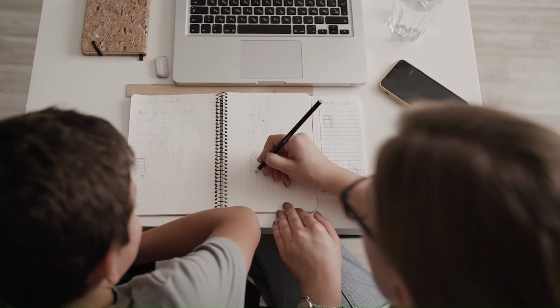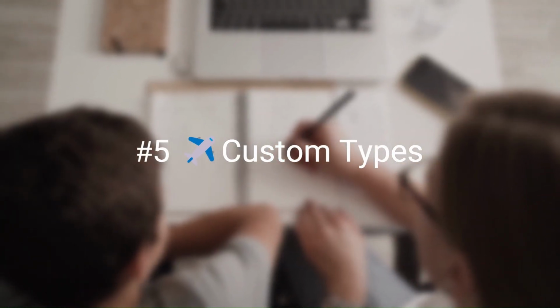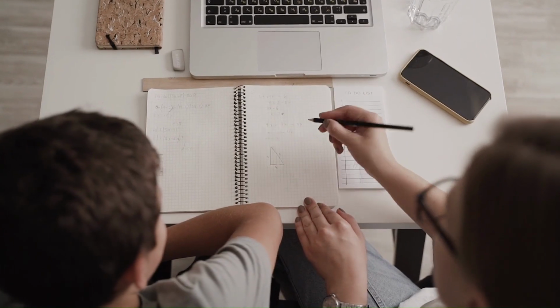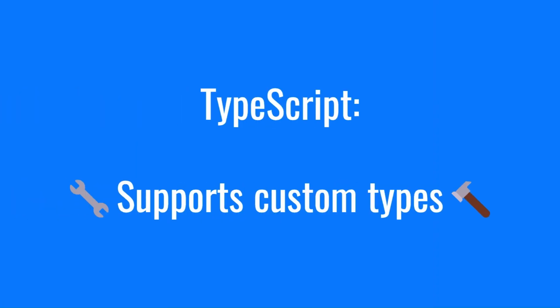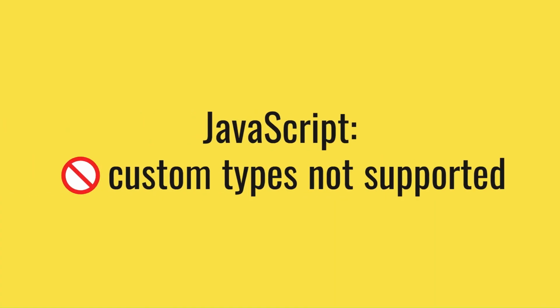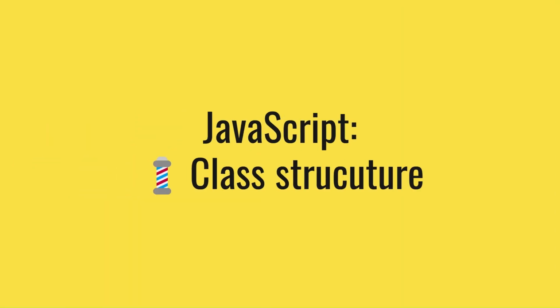And the fifth difference is creating custom types. In TypeScript you can create new advanced types from the basic types as per your project requirements. But JavaScript does not support creating custom types. You have to just depend on class structure for doing that.